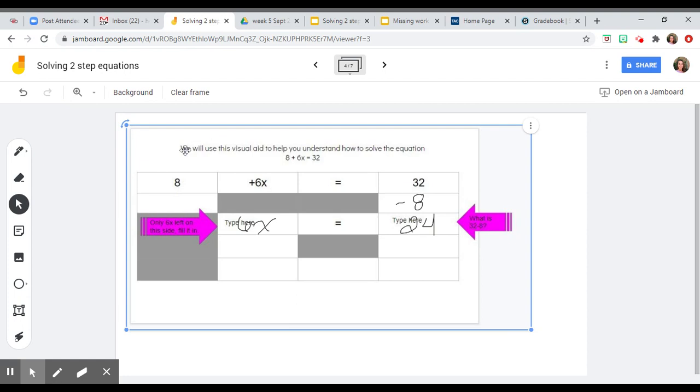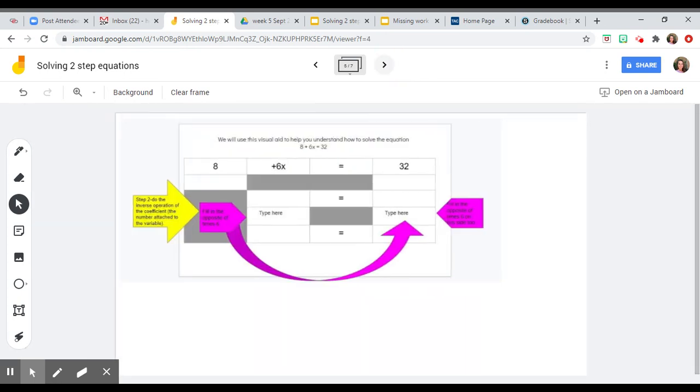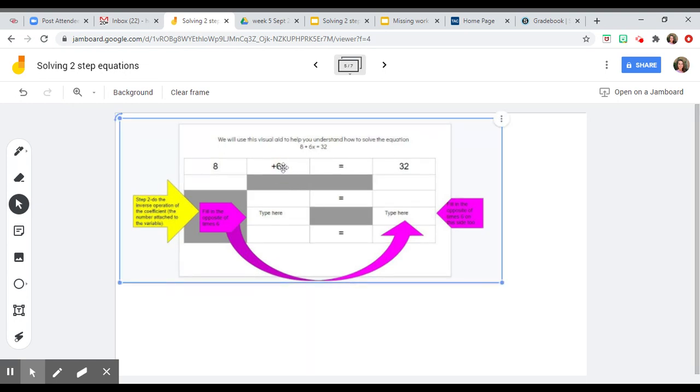Now that we've done the subtracting of 8 on both sides, we now have a new setup of 6x equals 24. This brings us back to a one-step equation. These are the items that we worked on in previous settings. Step 2. Do the inverse operation of the coefficient. The coefficient is the number that is attached to our variable. In this case, we have the 6x, so x is our variable. On the previous screen, we already had 6x written here. So the opposite of this shows multiply. The opposite of multiply is to divide.